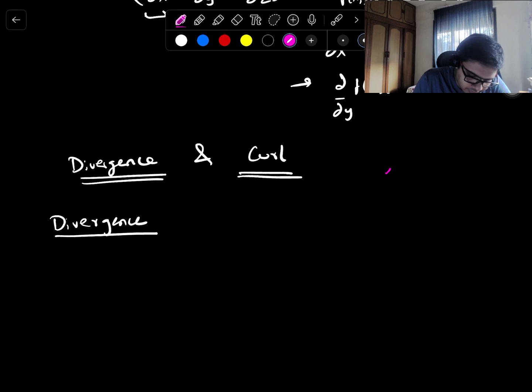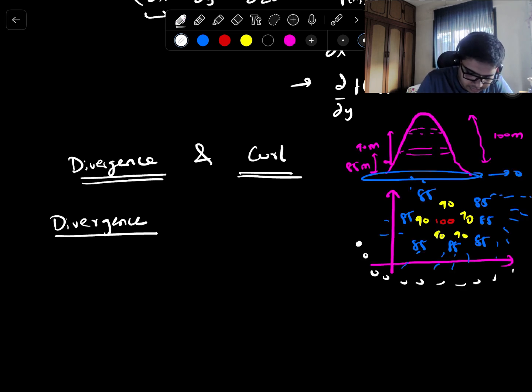Now the region around it is 90, and I'll use different colors so that it is clearer. Like this region is 90, and if we go further from the peak, we have 85, and so on and so forth. This will go on, and finally, this is the zero region. So we'll have zero. This is how we can understand what a scalar field is.